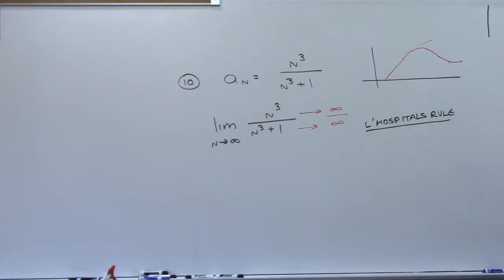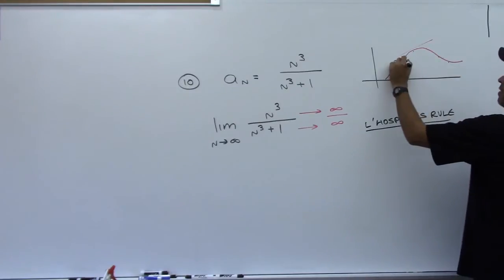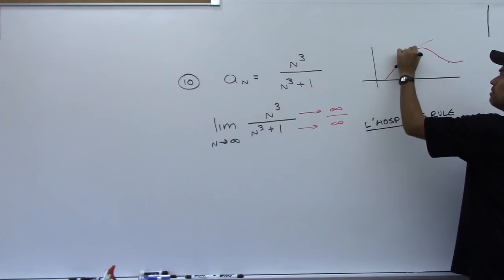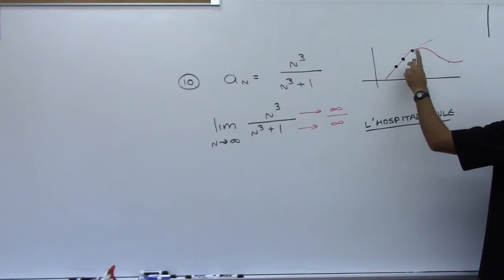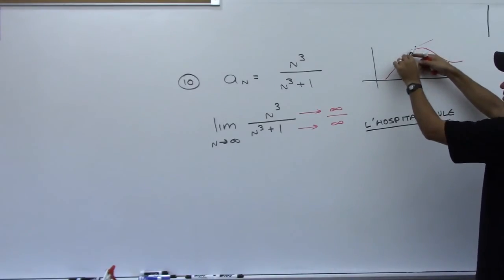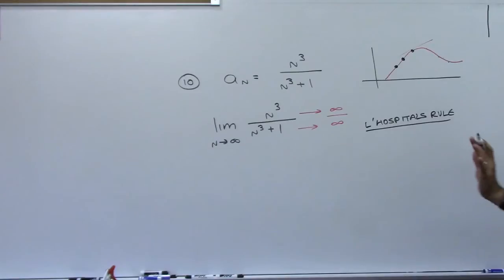You can't talk about the slope of a tangent line at a single point if there's nothing else next to it, right? The next point's far away from it. So you can't get arbitrarily close and get that slope. So the derivative completely goes away, and so we can't use L'Hopital's rule.